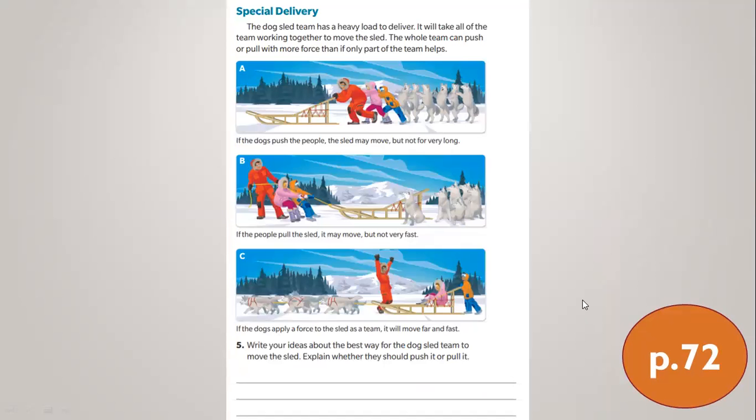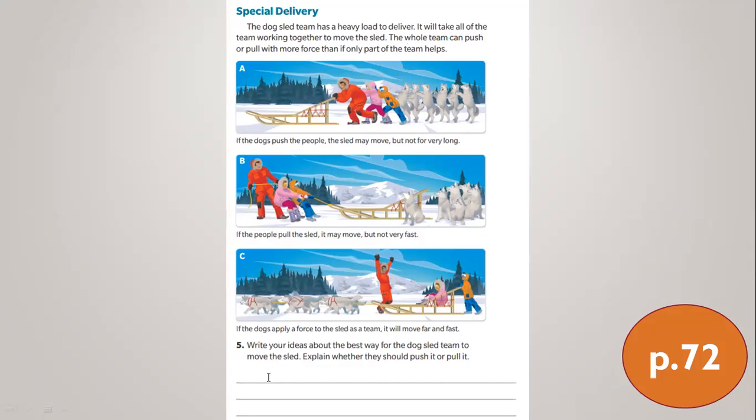Here is the dog sled that we were talking about. In A, if the dog pushes the people, the sled may move but not for very long. And here, if the people pull the sled, it may move but not very fast as well. If the people try to pull it, they cannot move it because they don't have the same force as the dogs. The dogs have more force than them. But if the dogs apply a force to the sled as a team, it will move far and fast because they have a great force, a strong force, those dogs.